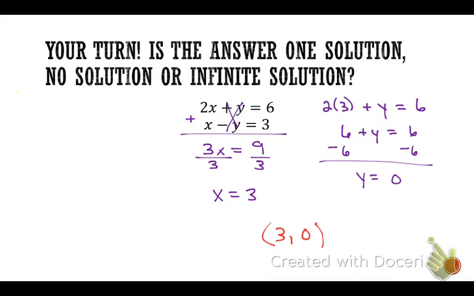Did anybody get that? 3, 0? Okay. We have to answer this. This is one solution, because there's an ordered pair. I did come up with an answer. 3, 0 is the point where these lines would cross. So it's one solution. See how those can get kind of tricky, like mess with your head a little bit.